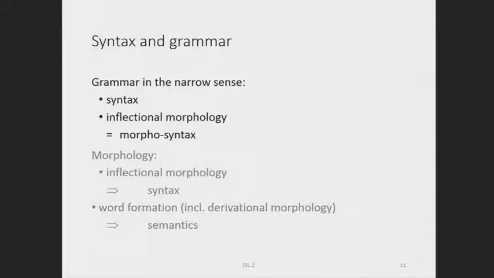So, if we talk about grammar in the narrow sense, as many linguists would define it, we say grammar then is syntax, this word ordering, but also inflectional morphology. Somebody remind me, please, what was inflectional morphology and what was the other type of morphology we talked about?